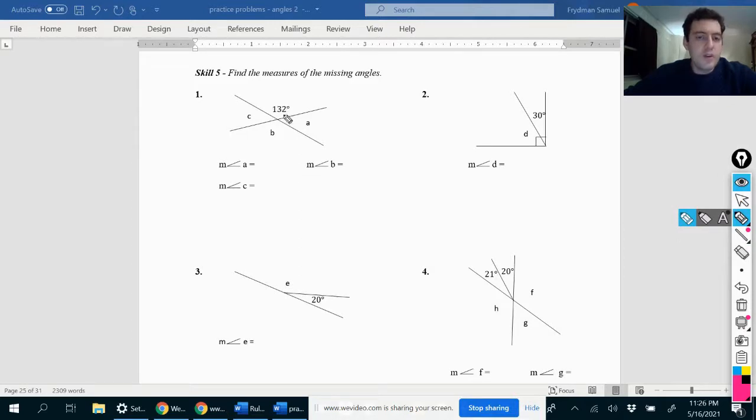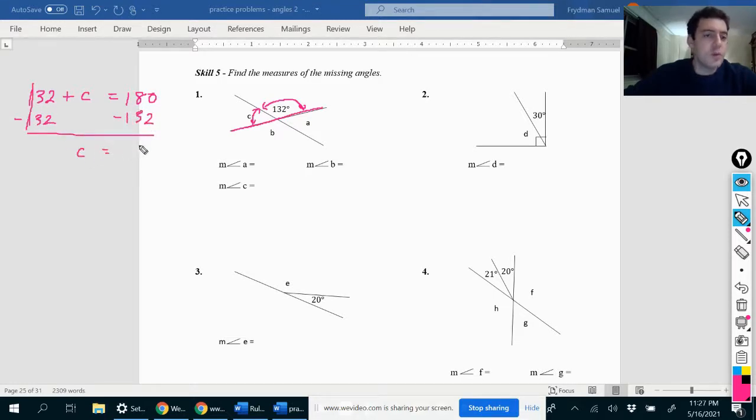All right, well, I know that this angle over here and this angle, they're adjacent, they're also a linear pair, right? They make a straight line together. So if this one is 132, then what is C? Well, I know that 132 plus C must be equal to 180. So what does C have to be? Well, I could just subtract 132 from both sides, and I would get C is equal to, what would that be? 48, right? 132 plus 48 is 180. So C would have to be 48 degrees.